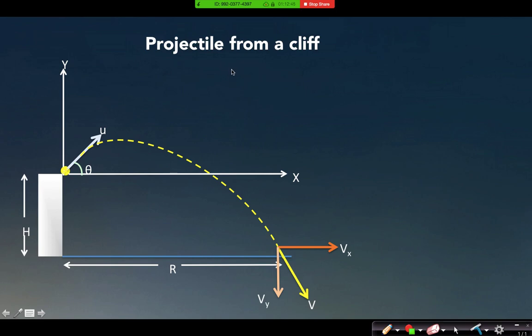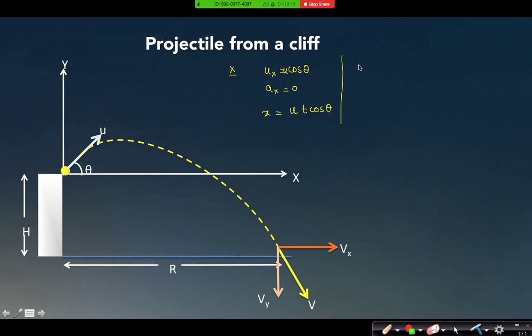Now if I have to write the x-axis motion of the particle, it will remain the same. X-axis motion: ux is equal to u cos theta, and ax is again 0. So the x displacement of the particle is u t cos theta only.